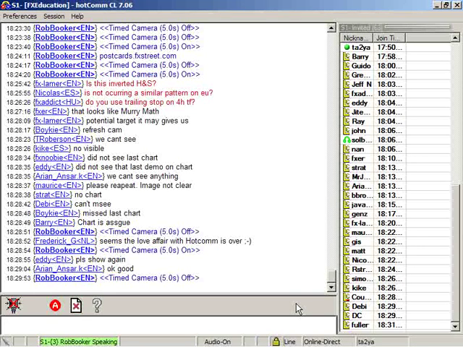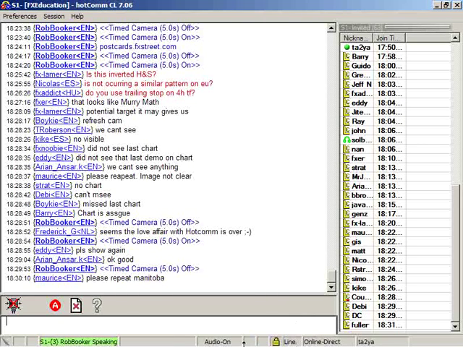Let's see. Here we go. Do you use a trailing stop on the four-hour time frame? Oh, you can. I'm not a big trailing stop kind of person. It always seems like the market knows where my trailing stop is. So yeah, I'm not a big fan of trailing stops.